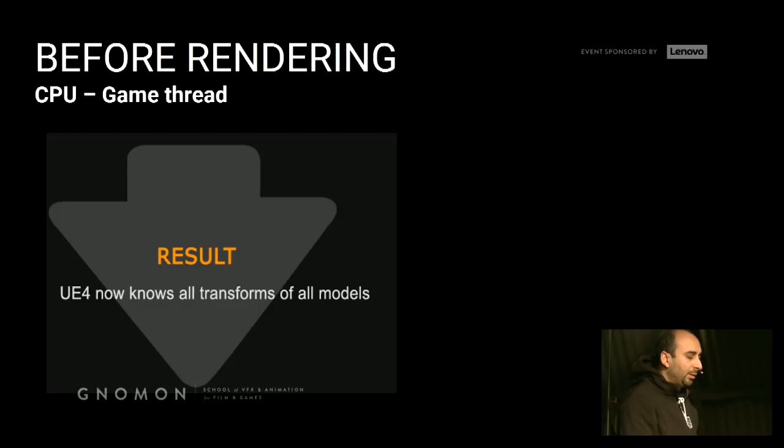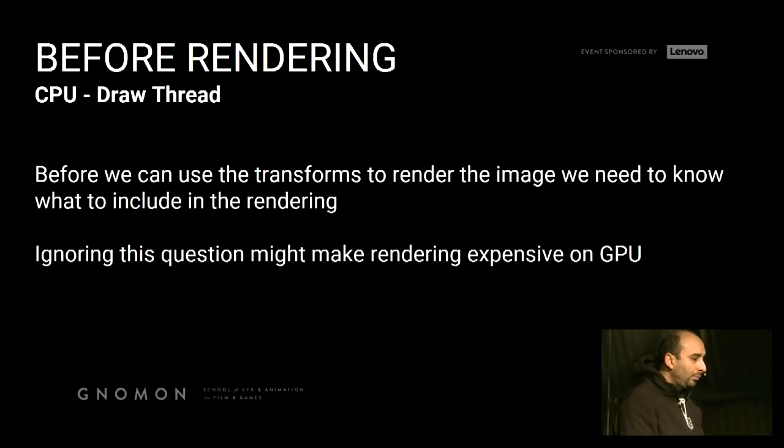So as I mentioned, the final result is the updated transformation for all our objects. Now we are ready to move on to the next thread. So the next thread mainly tries to eliminate what needs to be rendered on the scene. Because most of the time, when we have big objects, not all those objects are visible for us. Of course, we can ignore this step.